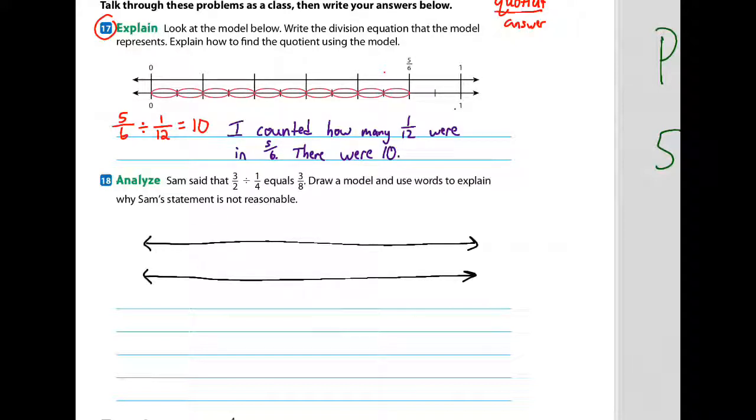Now, the top number line, we have 3 halves, right? So what I'm going to do is I'm going to take, this is 0, this is 1, and right here is 1 half. I'm splitting it in halves because it says 3 halves. So the bottom number line, that's going to be 0, and that's going to be 1, and this is still going to be half, but the question is, I'm going to have to split it into fourths.